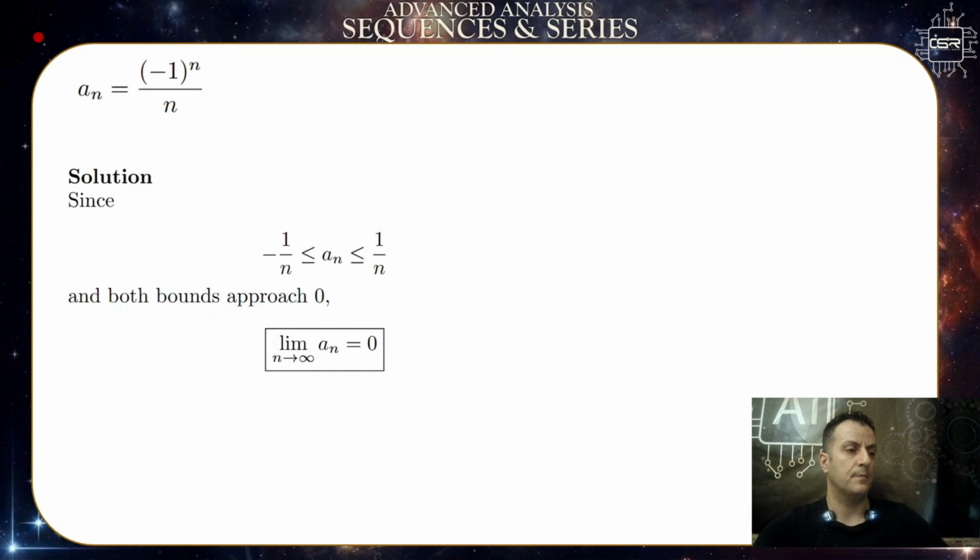So here's the solution. a_n being between minus 1 over n and plus 1 over n, and both bounds approach 0, therefore the limit of a_n as n approaches infinity is equal to 0.